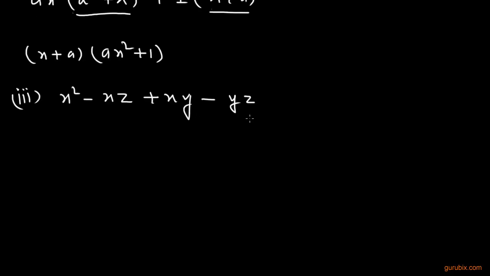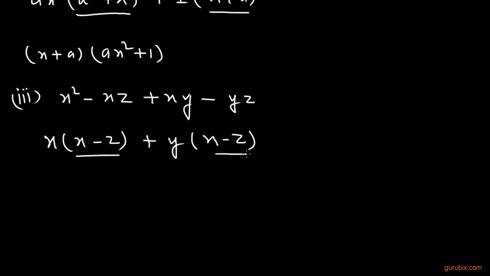This is the third part of the example, and we can factorize it by taking x common from the first two terms, we get x minus z in the bracket, and here we can take common y, so it will be x minus z. Now we can take common x minus z from these two terms, so it will be x minus z into x plus y. So this is the factorized form of this algebraic expression.